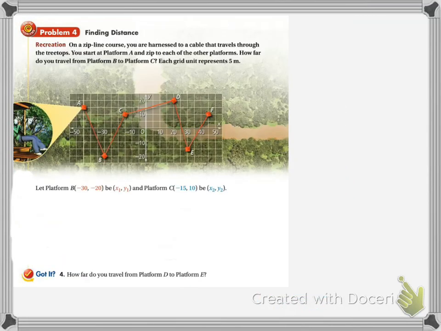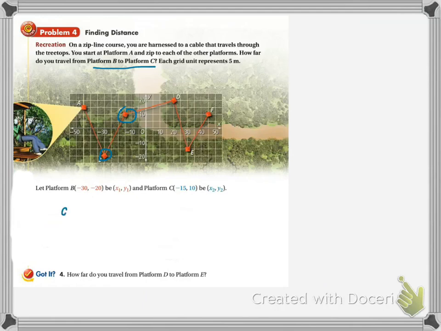Let's look at one more example. So here's a zip line course. You start at platform A and zip to each of the other platforms. How far do you travel from B to C? So we need to find the coordinates of B and the coordinates of C. So let B be x1, y1 at negative 30, negative 20. C is at negative 15, 10, and that's going to be x2, y2.